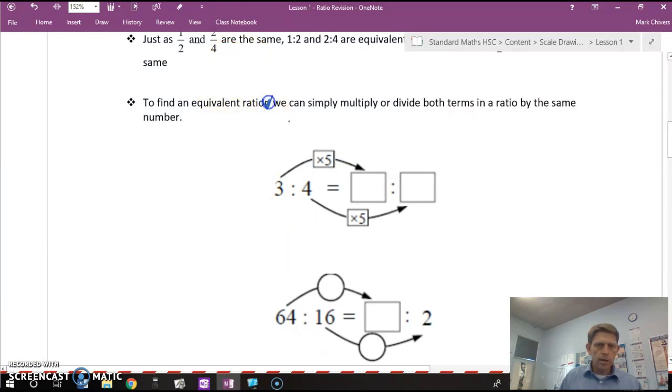Okay. So to find an equivalent ratio, there's a bit of a spelling error there, that N shouldn't be there. To find an equivalent ratio, we can simply multiply and divide by the same number. So if I wanted to expand a ratio of 3 is to 4 by multiplying it by 5, I'm going to have to multiply both terms individually by 5. So 3 times 5 is 15, 4 times 5 is 20.